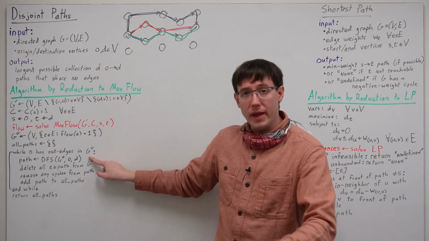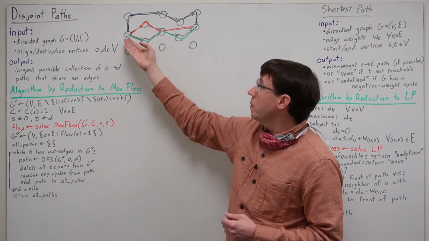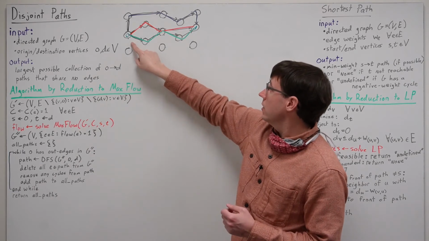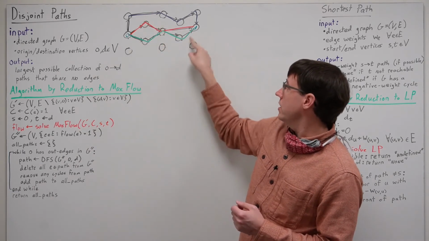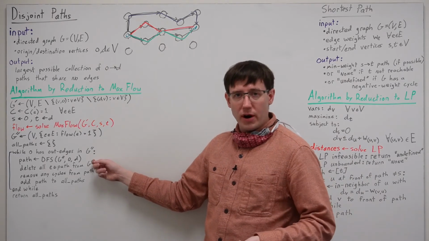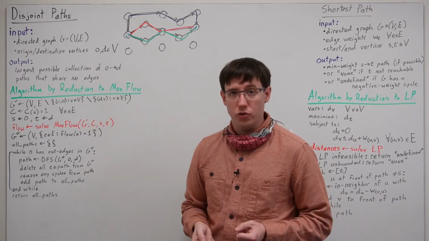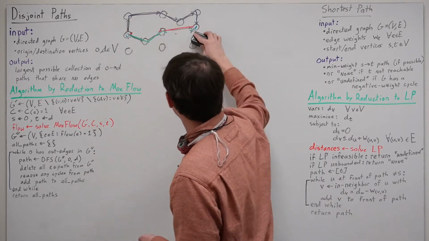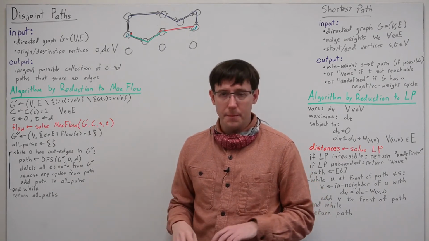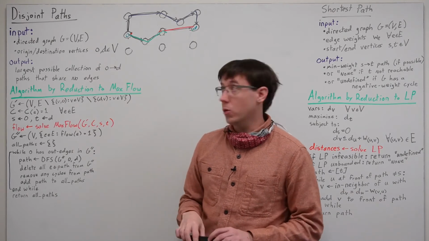So we'll perform a depth-first search, which will give us some path from the origin to the destination. Let's suppose that we followed these 2 red edges and then these 2 green edges. We will delete that path from G double prime, and we will add it to our collection of disjoint paths. If there was a cycle in that path, it's not helping, and so we could remove it. But then we'll keep going as long as there are any out edges from the origin.